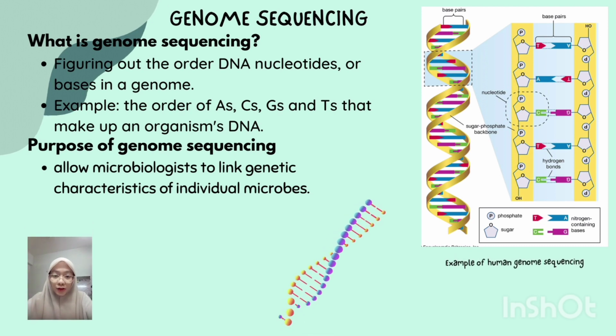Next is genome sequencing. Genome sequencing is about figuring out the order of DNA nucleotides or bases in a genome, for example, the order of A, C, G, and T that make up an organism's DNA. The purpose of genome sequencing is to allow the microbiologist to link genetic characteristics of individual microbes.